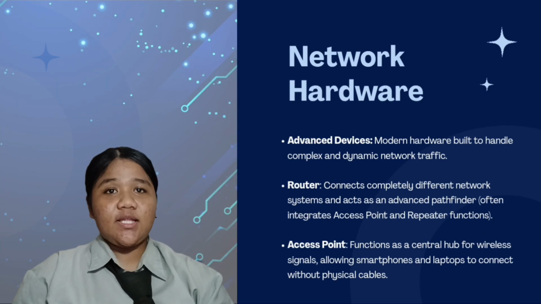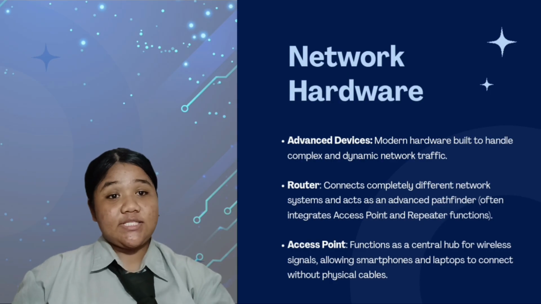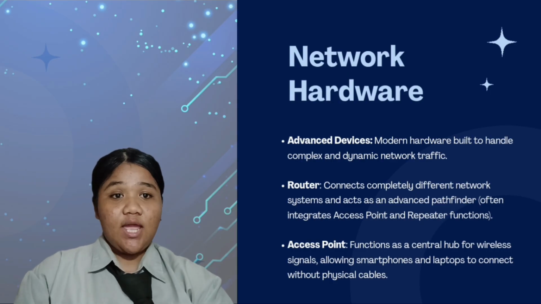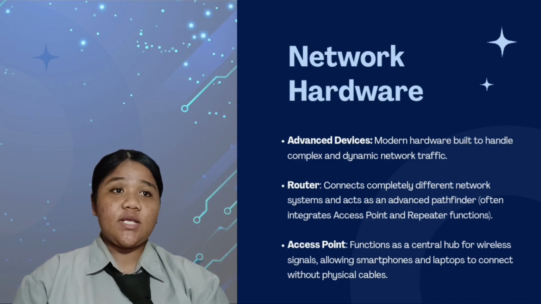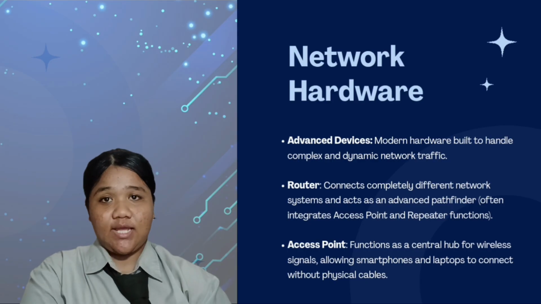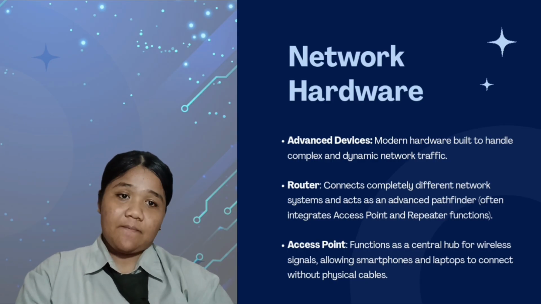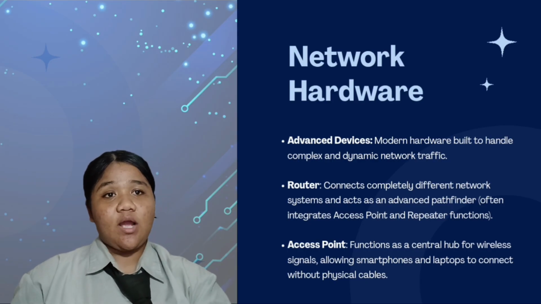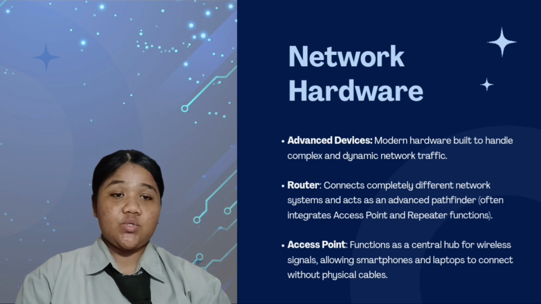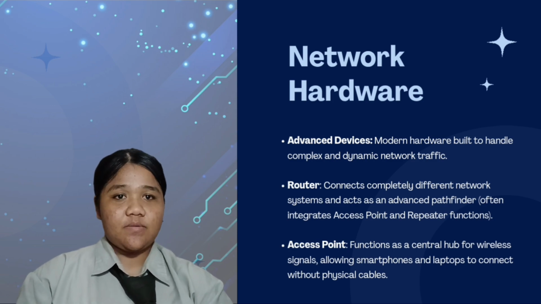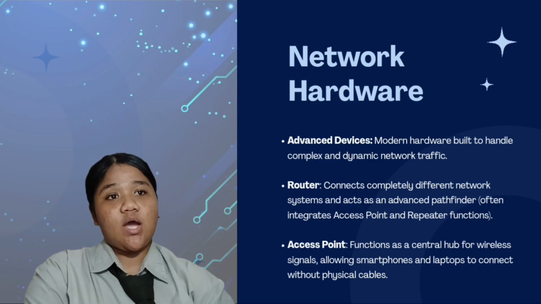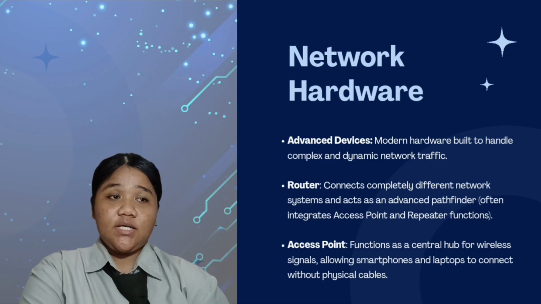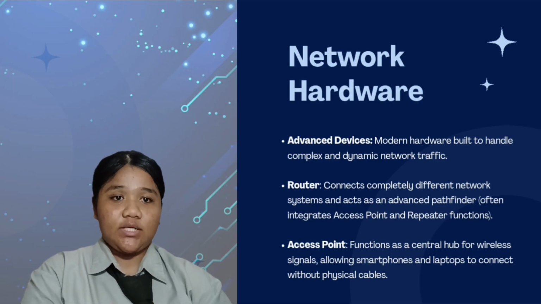Now, let's look at the advanced devices on this slide, which are the router and access point. First, we have the router. Think of a router as a bridge that connects completely different islands like Bali and Java. Its job is to connect our local home network to the outside internet provider. Without a router, our computers can only talk to each other inside the room, but we cannot open Google.